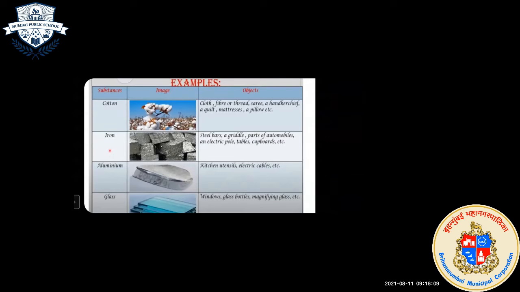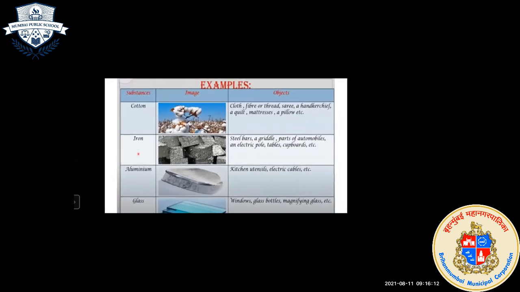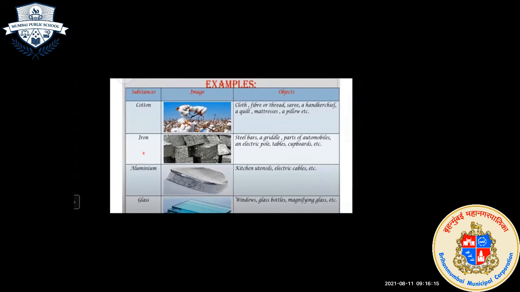Now see here some examples are given. Now cotton. Here the substance is cotton. You can see the image of cotton. And here what objects can we make? Substance is only one, but objects are many. So by considering the properties of cotton, we can make cloth, fiber, thread, a nice cotton sari, a handkerchief, a quilt, mattresses, a pillow, etc. Quilt is a kind of blanket. Okay, so these are the objects. Because cotton is very soft and smooth, we can make these soft objects with cotton.